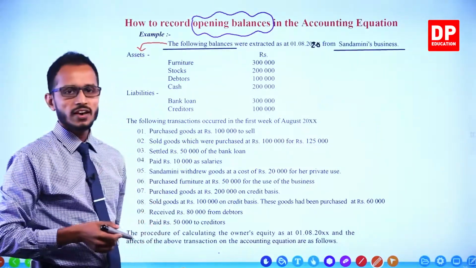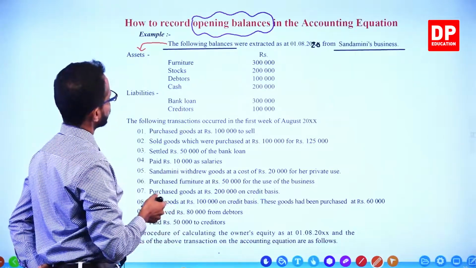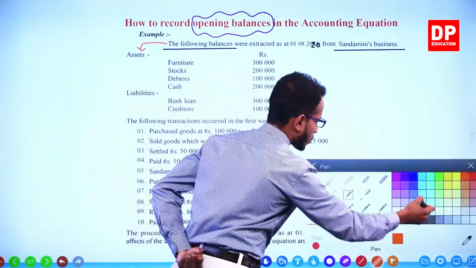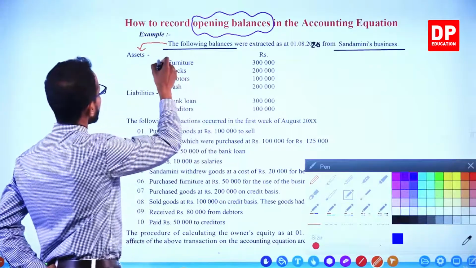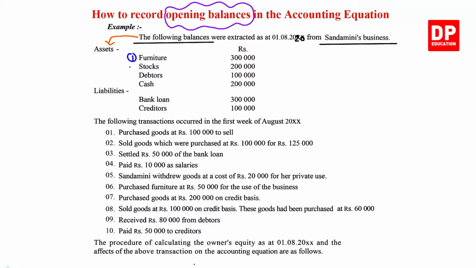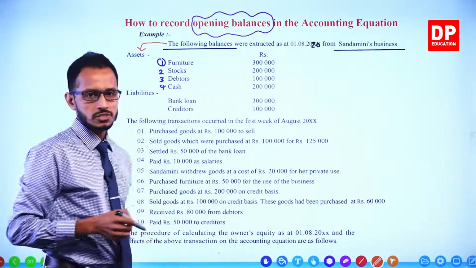What balances do we have? We have assets. First we have furniture. Second we have stocks. Third we have debtors, and we have cash at last.